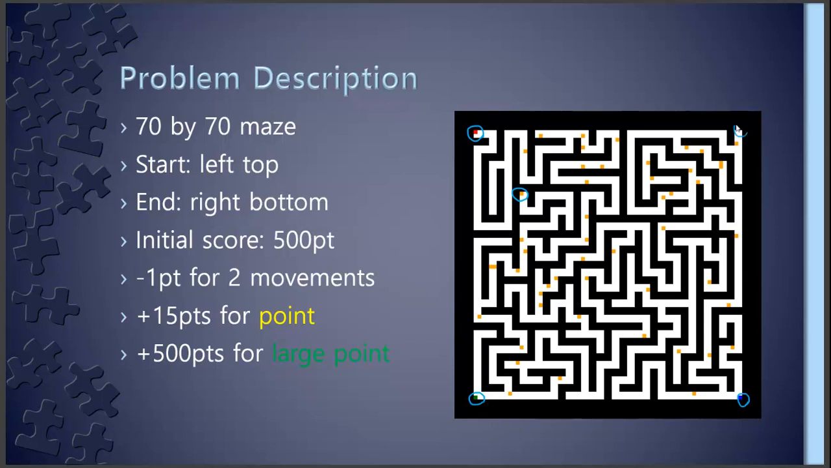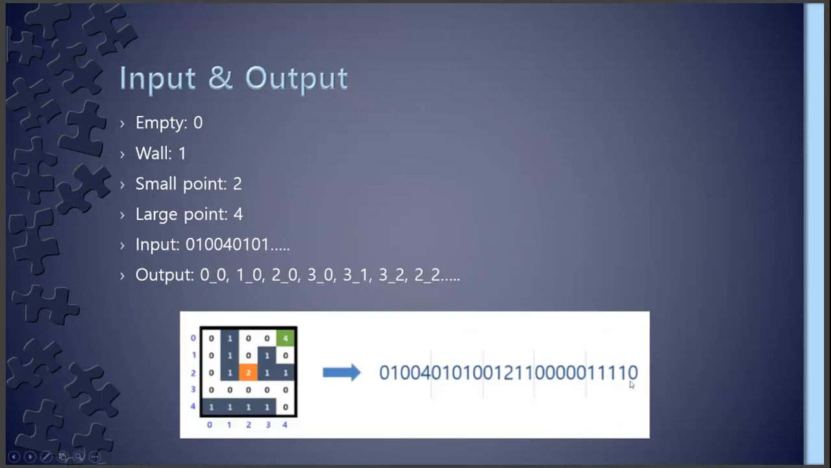The maze is given by a 70 by 70 square matrix, and the matrix consists of numbers. 0 means an empty cell, 1 means a wall cell, 2 means a small point cell, and 4 means a large point cell. So the input will be given by the concatenation of rows of this matrix, and the output should be like this.